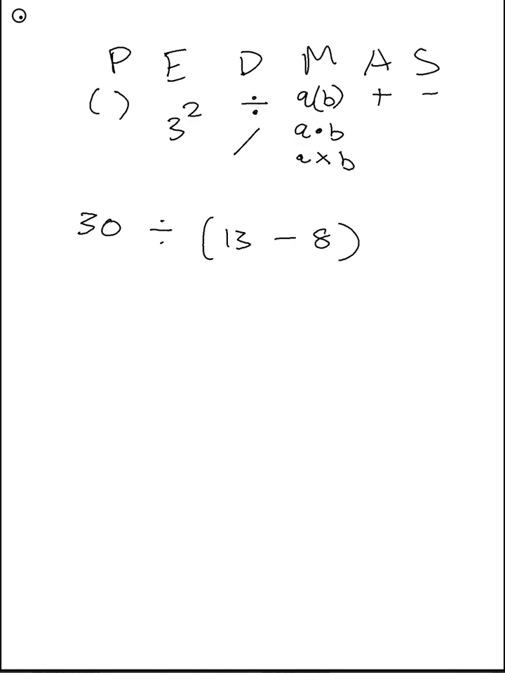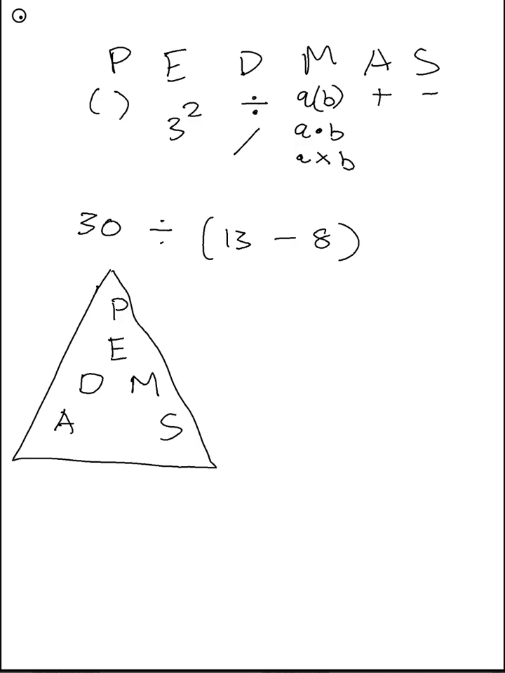The pyramid for PEMDAS looks like parentheses on top, then you have exponentiation as our next level, then you have division and multiplication, and then you have addition and subtraction. And you can see how this forms a nice pyramid, and as you do the operations, you should be working down the pyramid. So let's try this on that example we had.